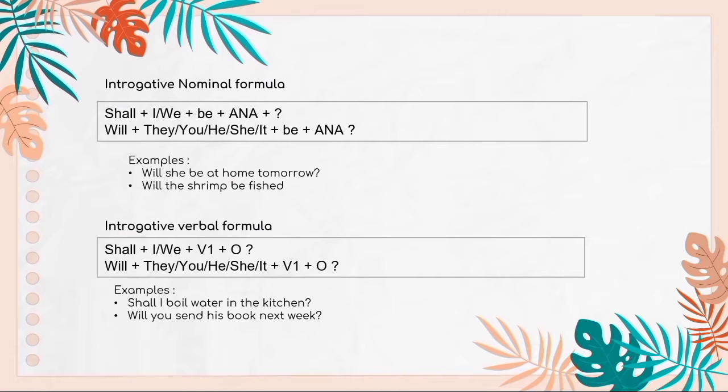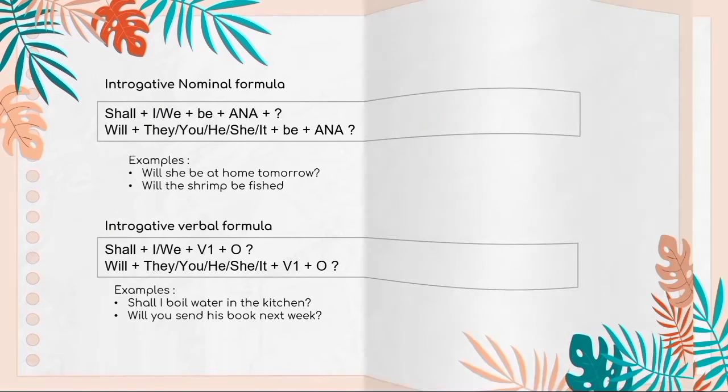An interrogative nominal formula: shall plus I or we plus be plus Anna, and don't forget to add a question mark. Will plus they, you, he, she, it plus be and Anna. Examples: will she be at home tomorrow? Will the shrimp be fished? An interrogative verbal formula: shall plus I or we plus verb 1 plus O. Will plus they, you, he, she, it plus verb 1 and object. Examples: shall I pour water in the kitchen? Will you send his book next week?